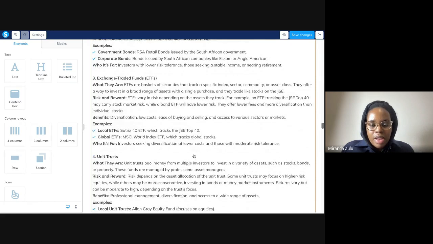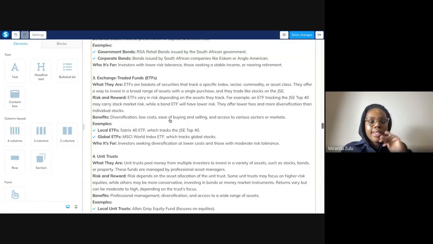ETFs, my absolute faves, like till death, I will preach ETFs. And as I mentioned, it is a basket of shares tracking a specific index. So, for example, the Satrix 40 ETF tracks the top 40 JSE listed companies. The MSCI World Index ETF tracks global stocks. This is great for anyone looking for diversification, but also for a beginner, because it takes away that whole thinking and guessing of looking at an individual stock, analyzing the graph, and checking when to enter.